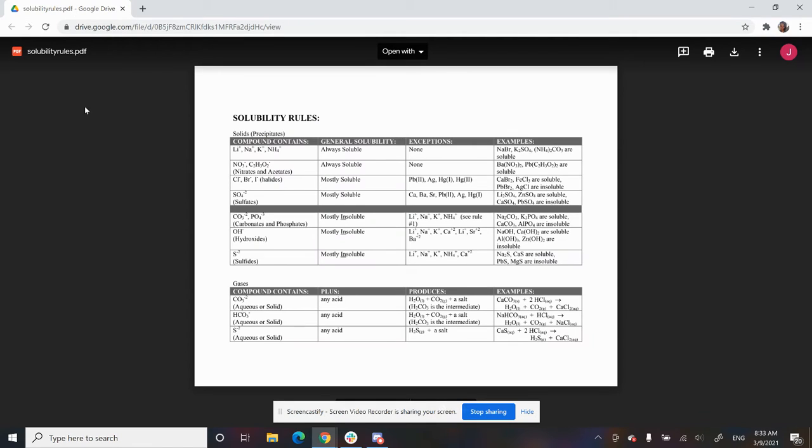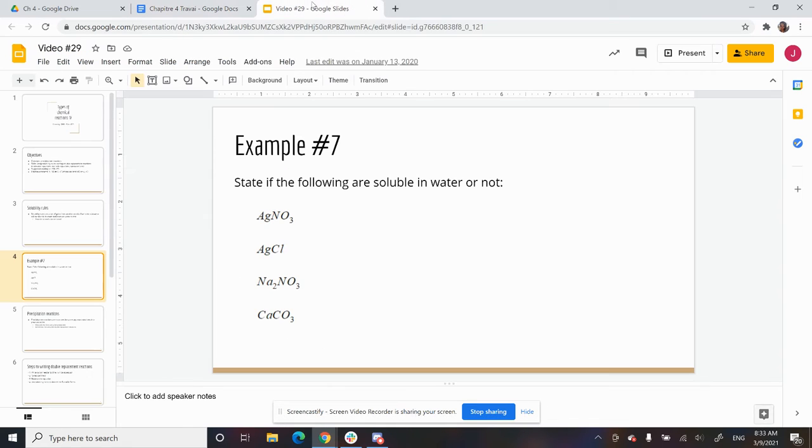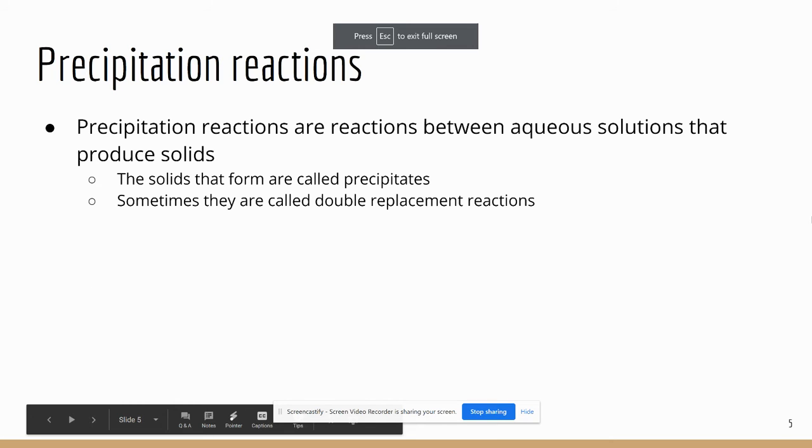And then last one, calcium carbonate. I don't see calcium in here, and I'm always just checking the left column. Now I do see carbonate. It is mostly insoluble. I checked the exceptions. Calcium is not there. So this is going to be insoluble.